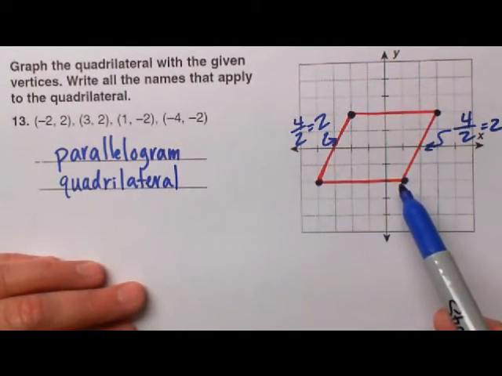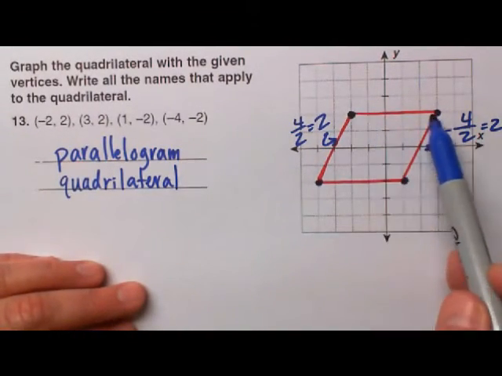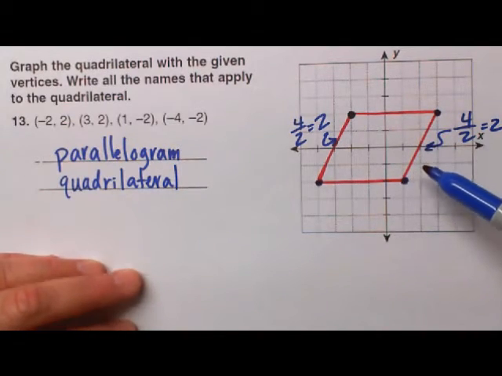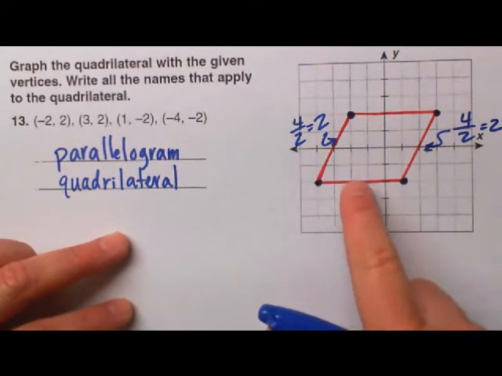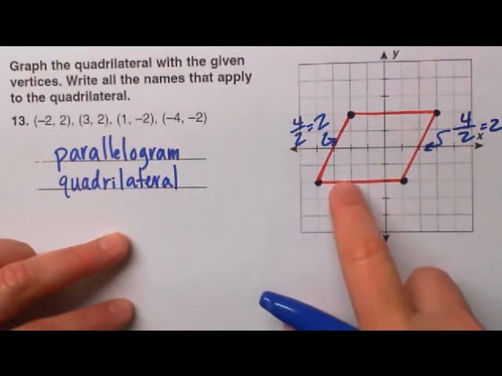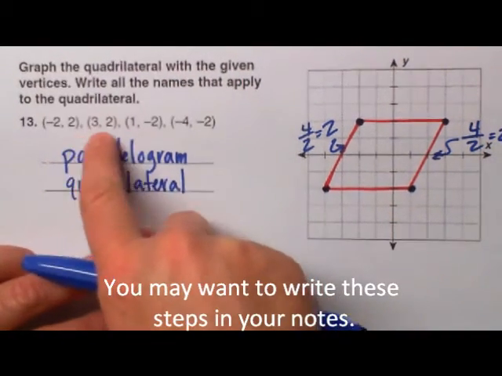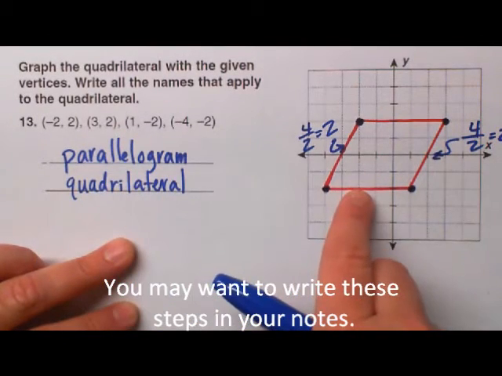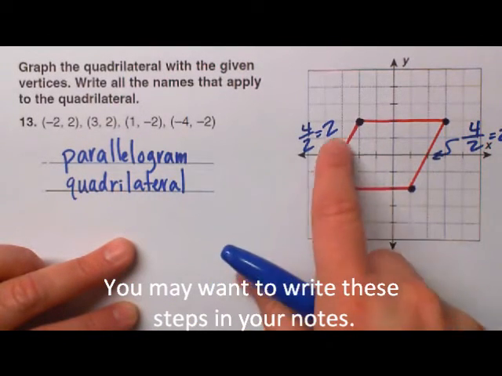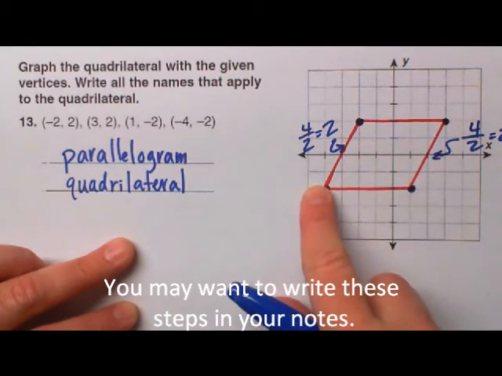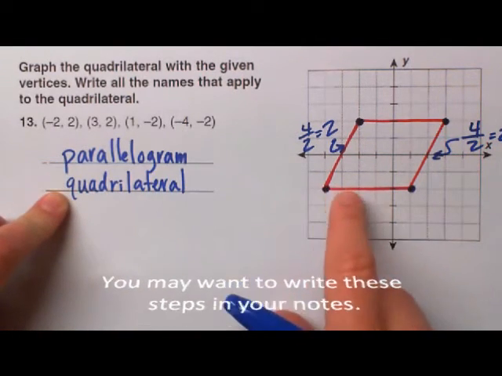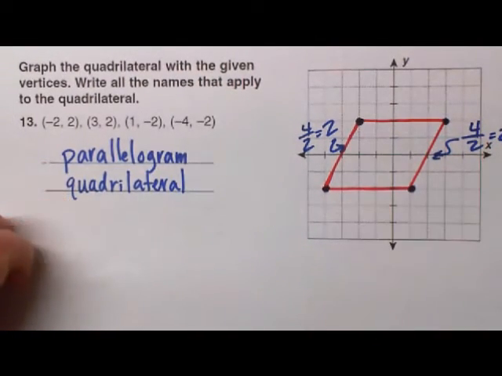For a while I was thinking I had a rhombus, but this side is a little bit longer than this side is. And for this to be a rhombus, all four of these sides would have to be congruent. So this is not a rhombus. So there you go. You'll be given some points. Plot them on the coordinate plane. Connect the points to form a polygon. And then identify the polygon according to your graph.